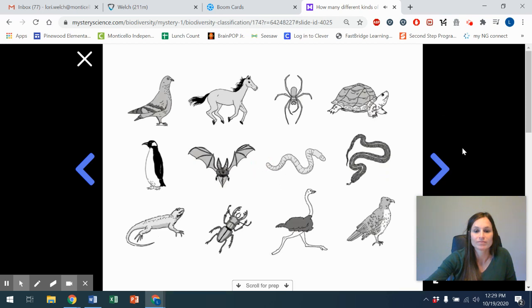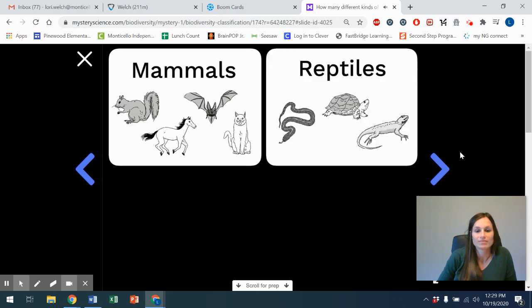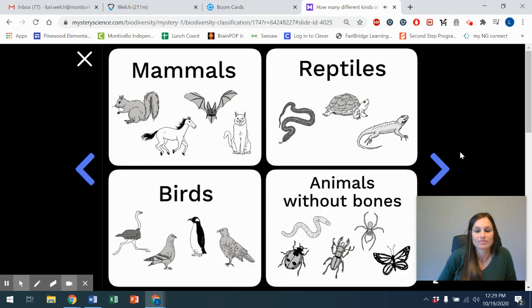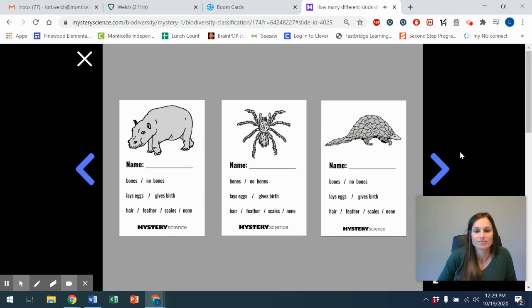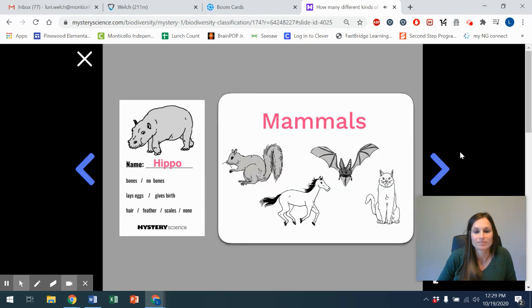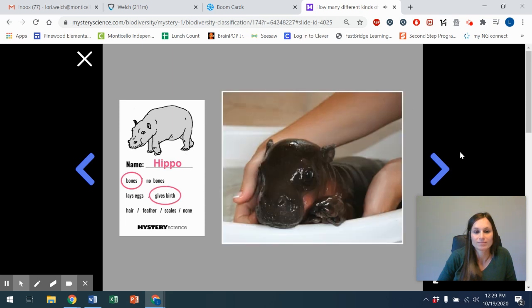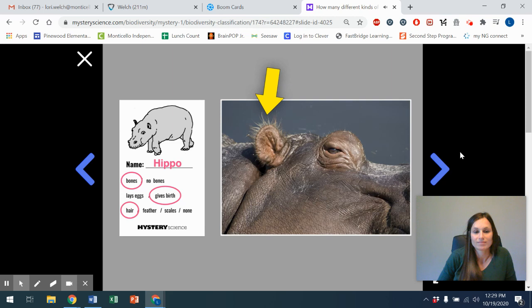In today's activity, you grouped animals into 4 groups: mammals, reptiles, birds, and animals without bones. Scientists call this last group of animals invertebrates. Then you got 3 challenge animals, and you tried to figure out which group each animal fits in. Now, you might have recognized the first challenge animal as a hippopotamus or hippo. You probably figured out that a hippopotamus is a mammal because it has bones, it gives birth rather than laying eggs, and it has hair, just not a lot of it.